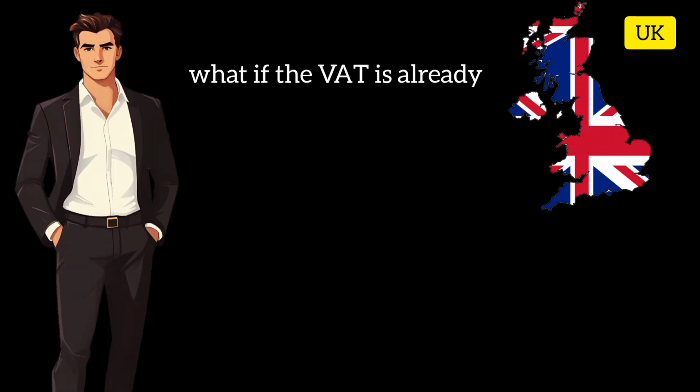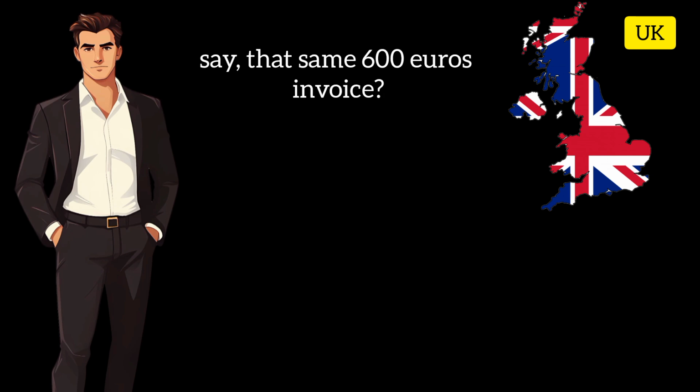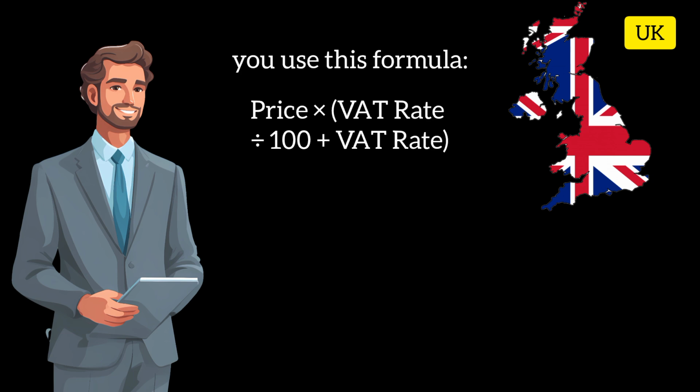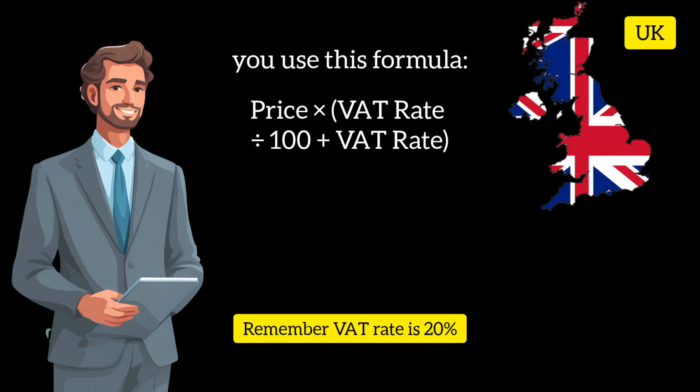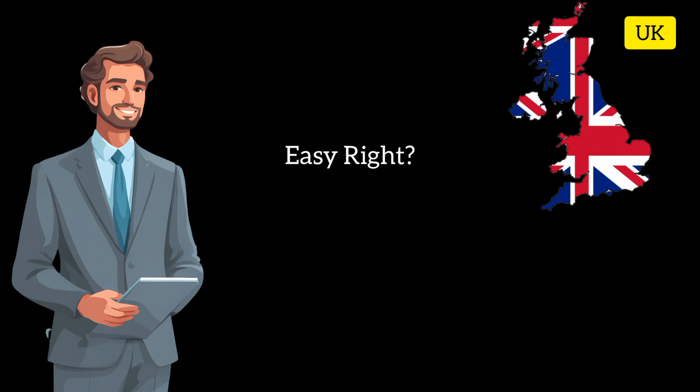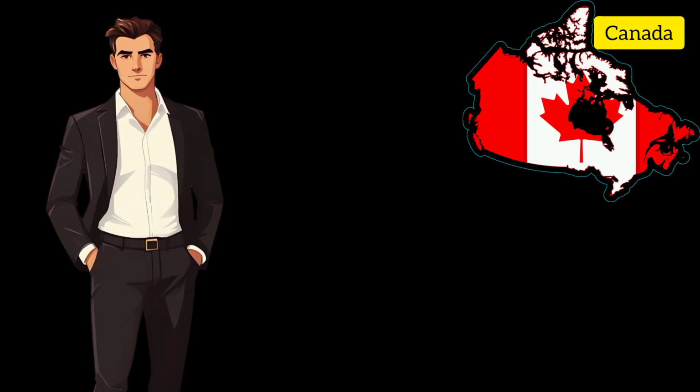But Jack, what if the VAT is already included in the price, say, that same €600 invoice? Great point. To extract VAT from a VAT-inclusive price, you use this formula: price times VAT rate divided by 100 plus VAT rate. So, in this case, 600 times 20 divided by 120 equals €100 VAT. Easy, right? Crystal clear. Now, what about Canada?